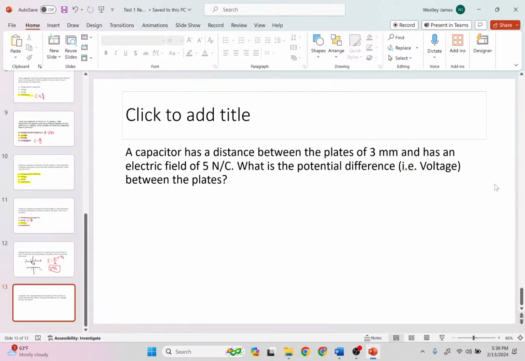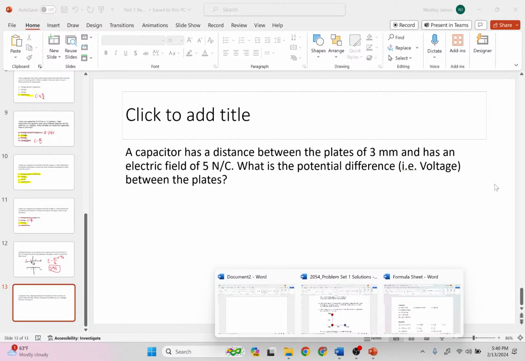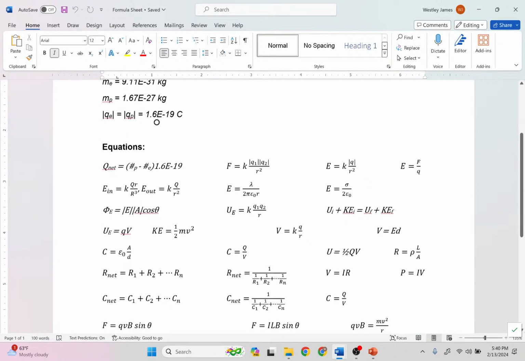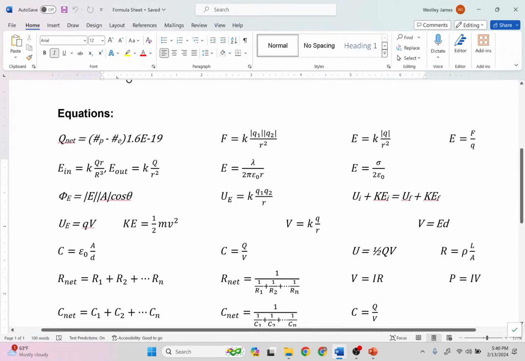All right. So this is one of those. What is the relationship between voltage, potential difference, electric field, and distance between plates? Let me pull up the formula sheet. So what is the relationship between V, E, and D? There you go, y'all. See if you can find it.